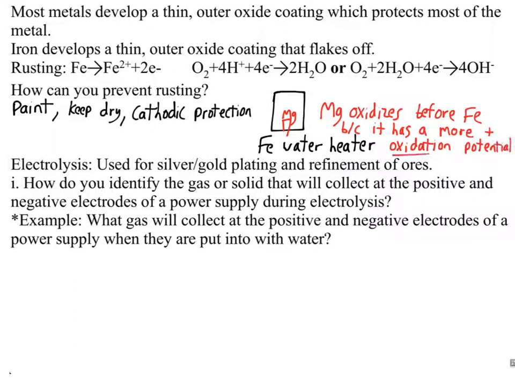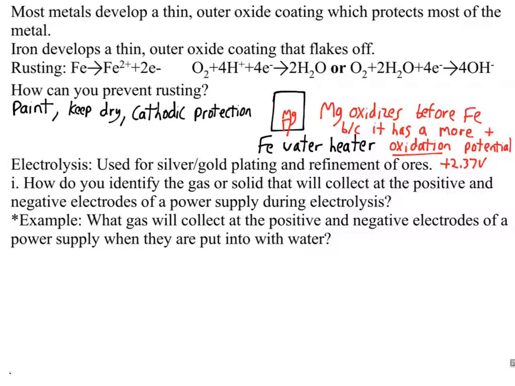Okay, our last topic in chapter 17 is electrolysis, which is also very interesting. So electrolysis is used to make hydrogen gas from water. It's also used for plating silver and gold, so if you have like silver-plated spoons or something, that's the process that's used for that. And it's also used to refine metals, so you take a rock that has the metal you want in it and you melt it, and then you use electricity to take out what you want.